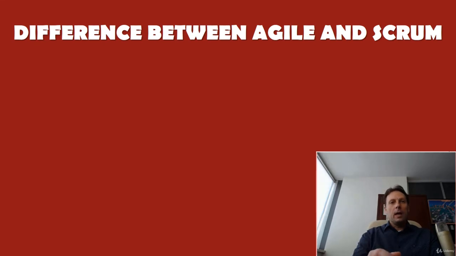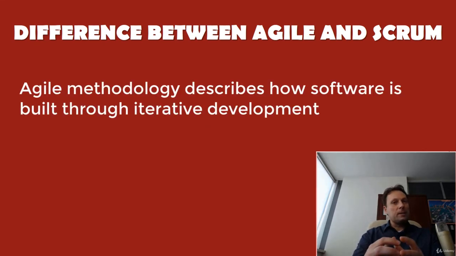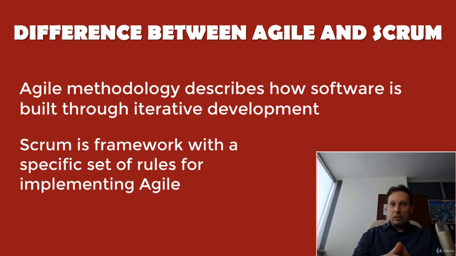So let's conclude. The Agile methodology describes how software is built through iterative development, and Scrum is a framework with a specific set of roles and responsibilities for implementing it. Both Agile and Scrum emphasize the importance of delivering software as early as possible and as frequently as possible. Both are iterative, repetitive processes and accept changes even late in the project. They foster continuous improvement and transparency.